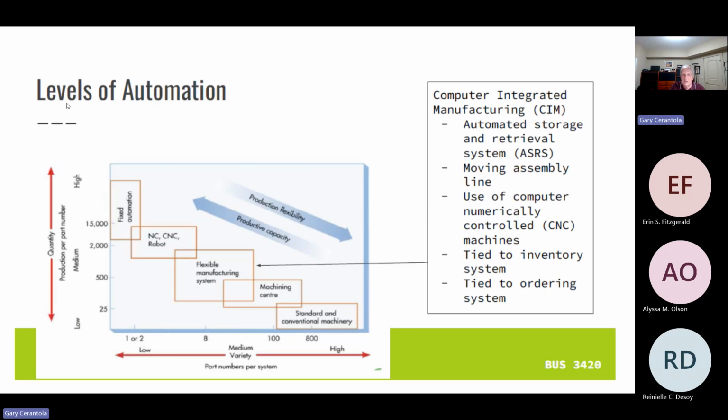And then understand that there's different levels of automation. All right. So when you have a high number of units, well, then you have fixed automation. That's where you're kind of refining oil. Whereas down here, where you have a low quantity that you're producing but a high variety, well, then you're down to really standard and conventional machinery. You're doing it step by step. So that has a different bent on how much production flexibility and how much production capacity you need, based on the type of customer and the type of offering that you're creating.